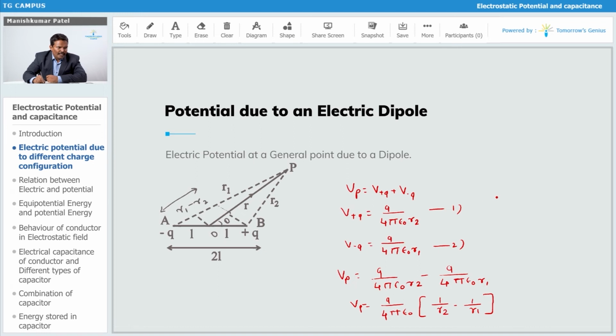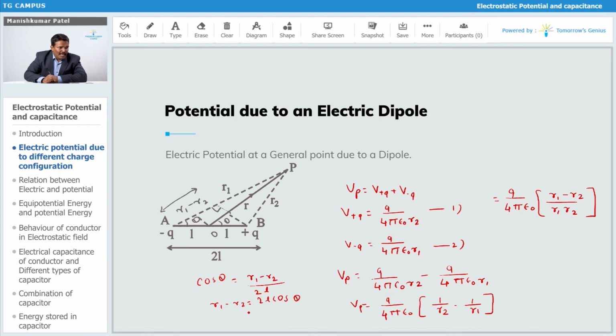So further simplifying, you will get Q upon 4 pi epsilon naught, then R1 minus R2 upon R1 R2. So what is the value of this R1 minus R2 from this diagram? This angle is also equivalent to this theta, and this angle is 90 degrees. So we can say that cos theta, which is the adjacent side R1 minus R2 upon 2L, so this R1 minus R2 you can write as 2L cos theta.